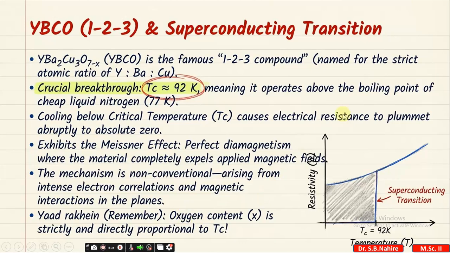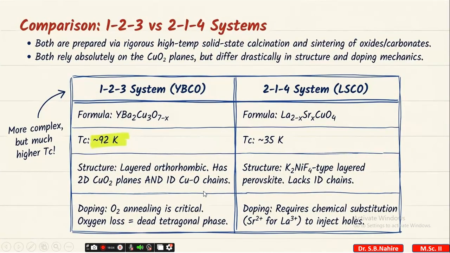Now look at the graph on the right side. You can see resistivity plotted against temperature. As temperature decreases and reaches Tc, there is a sharp drop in resistivity to zero. This point is called the superconducting transition. So remember this key idea. YBCO becomes superconducting below 92 Kelvin, and oxygen content plays a crucial role in its behavior. In the next slide, we will compare different cuprate systems.